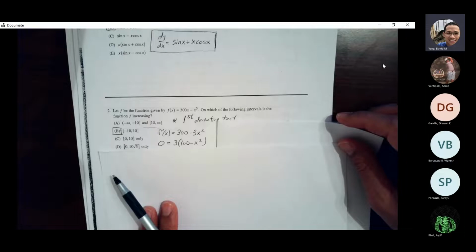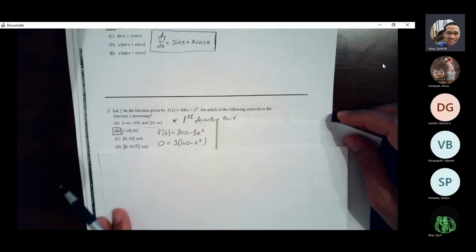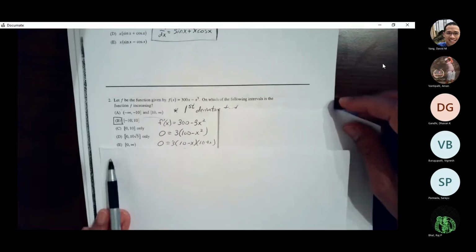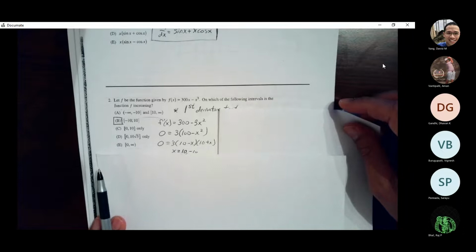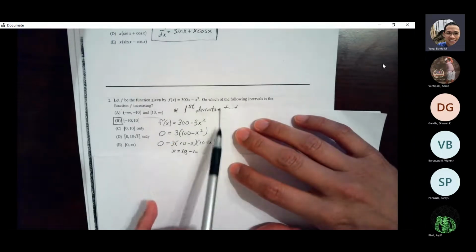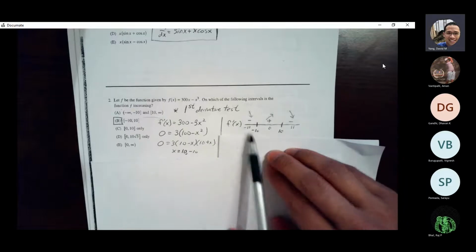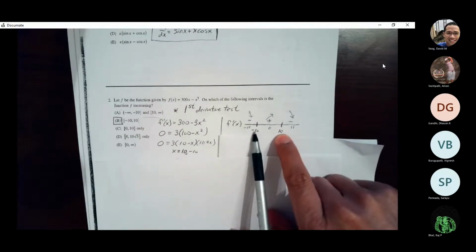Once we have reached f prime, we set f prime equal to 0. Factor the 3 out. Continuing to factor the difference of squares, we get 10 minus x times 10 plus x. We solve for x and get 10 and negative 10. From there, make sure that we create our slope sign line, with critical points being negative 10 and 10. And now we choose values in each subinterval.